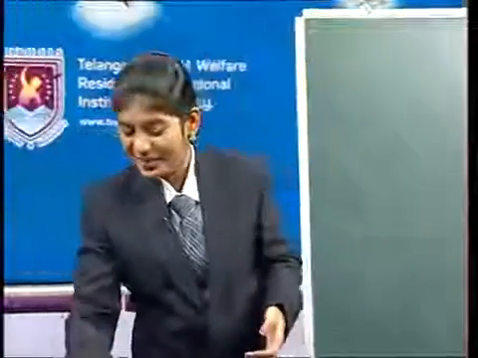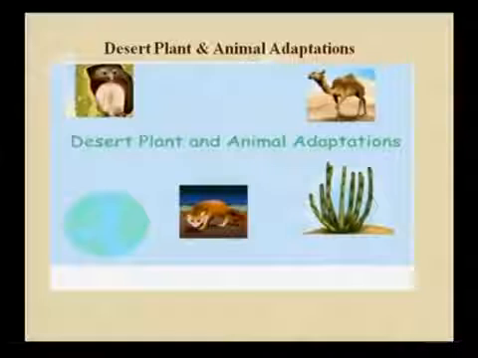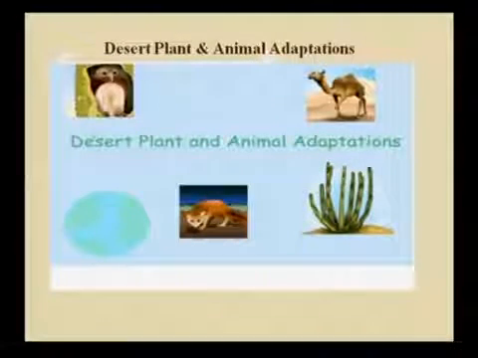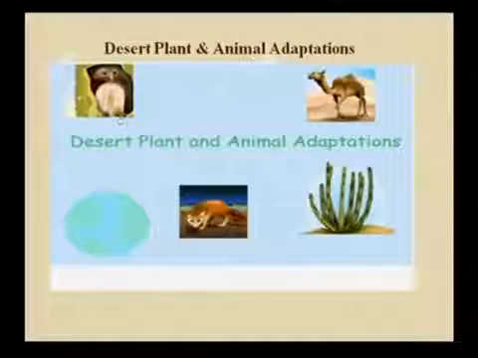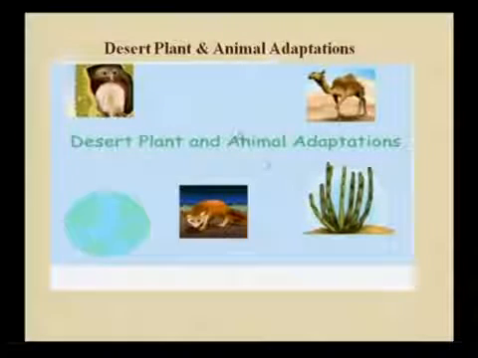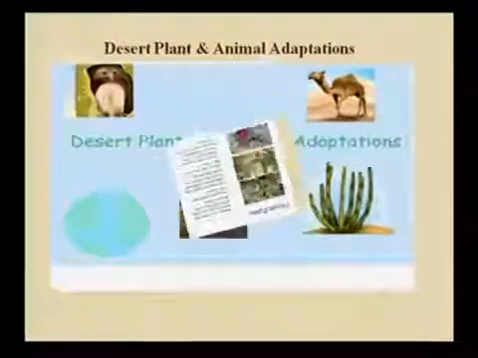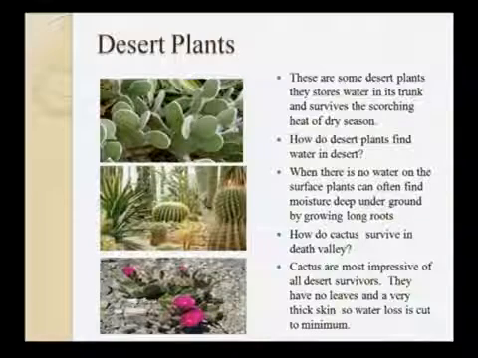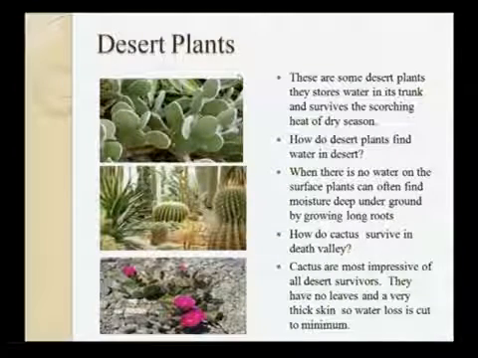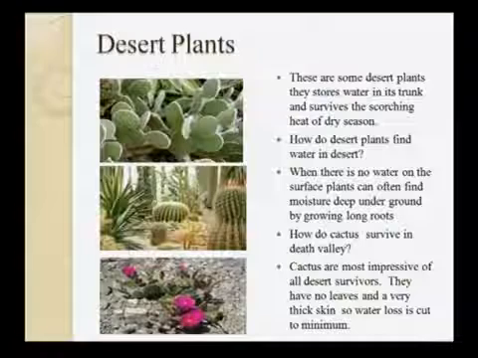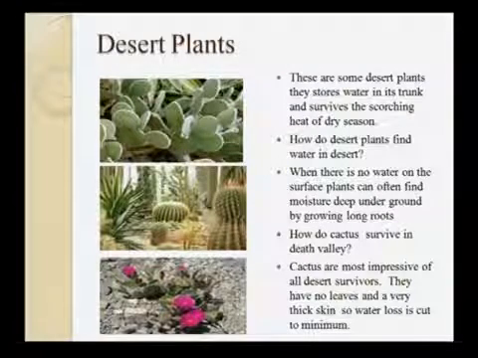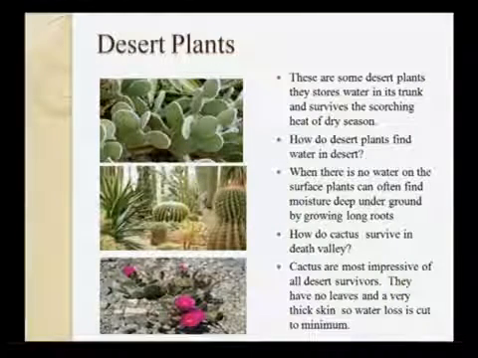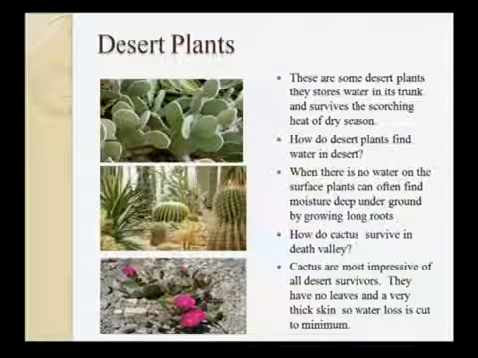Please look at the screen. So, friends, now let us discuss desert plants and animals adaptation. Friends, here there are some animals like owl, camel, and some plants can be seen here, right? So, look at the next slide. So, friends, now let us learn about the adaptation of desert plants. Friends, if you observe these pictures, we can see some desert plants, right? And if you observe it keenly, we can see some thorn-like structures on its body. And if you observe here, the plant doesn't have leaves, right?